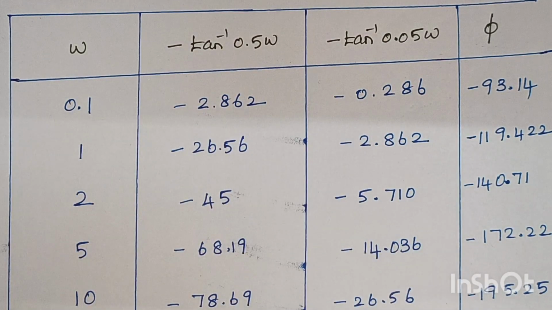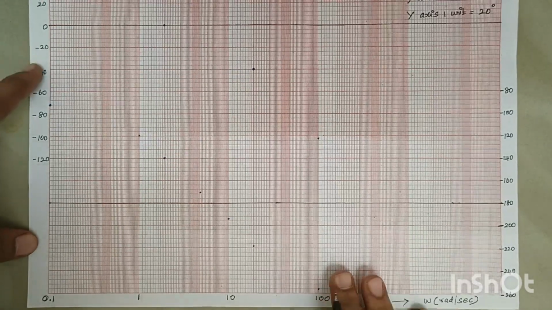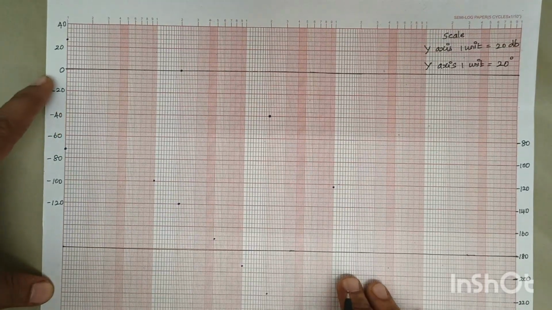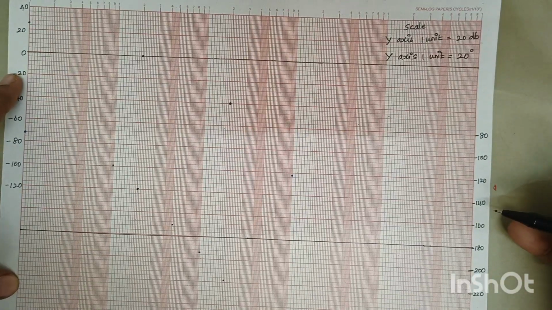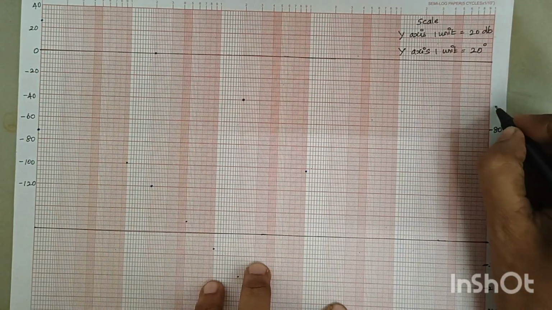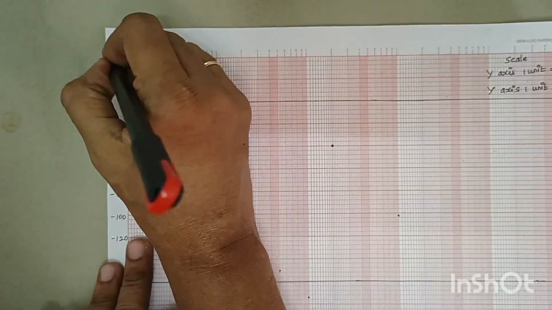After finding the values of phase angle, we are going to mark it on a semilog sheet. So this is our semilog sheet. In x-axis we should always take frequency, and this left hand side y-axis stands for magnitude and the right hand side y-axis stands for the phase angle. Right, you can mention here this is a phase angle and this is for magnitude.